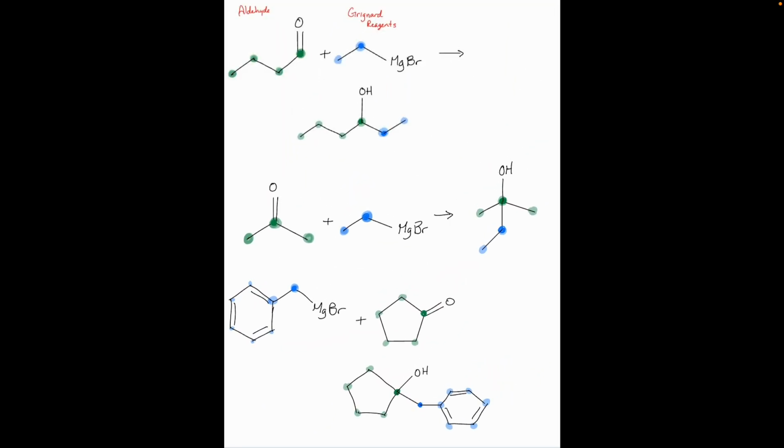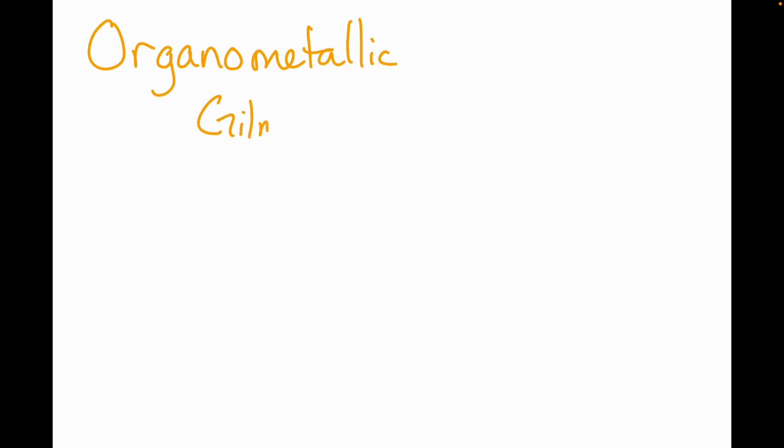Okay, but again, these are these Grignard reactions. These are what we introduced on Monday. Our next reaction that we're going to learn about is another organometallic reaction. So it's going to also involve a metal. This is what's called a Gilman reagent, or Gilman reaction, using a Gilman reagent.